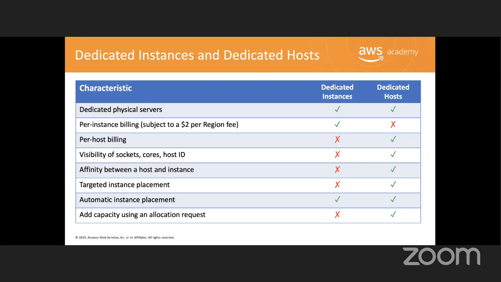Right? Targeted instance placement, of course, the dedicated instance is an instance, right? And we're talking about the placement of that instance. You can only have that when you have a host, and then you can place instances in the host. Automatic instance placement, a dedicated instance can be automatically placed, right? And the same with the host. And then you can add capacity using an allocation request. Here, you don't have that, but in the host, you can have that.